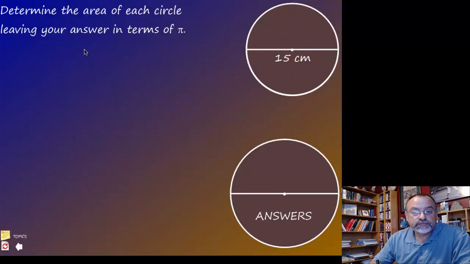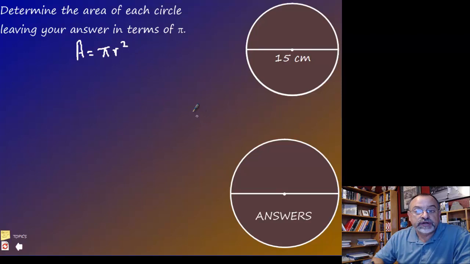Alright? Now, determine the area of a circle. So the area of a circle is equal to pi r squared. We're going to use this, and again it says leave our answer in terms of pi, so we're not going to do anything with this pi in terms of multiplying it out. So it's pi times the radius.